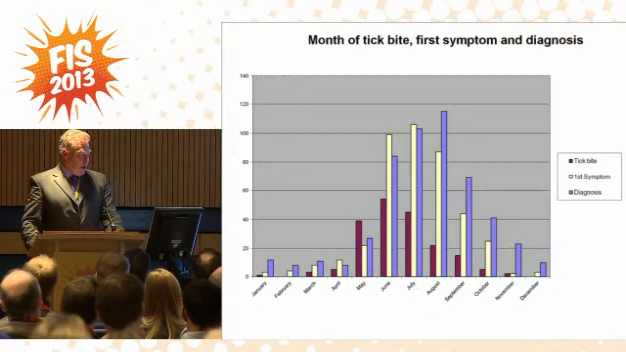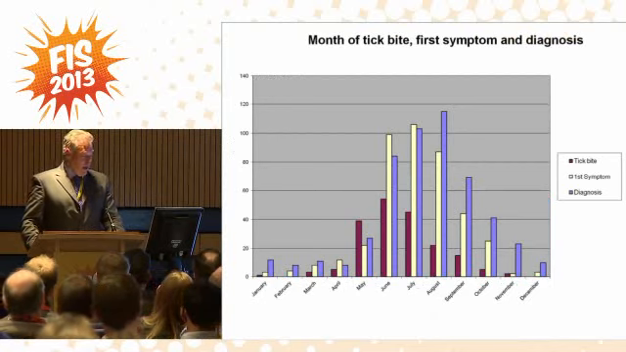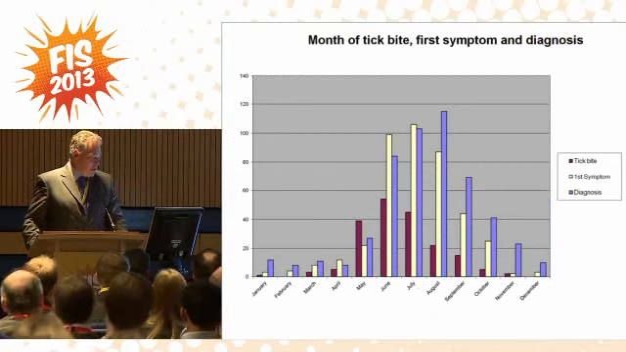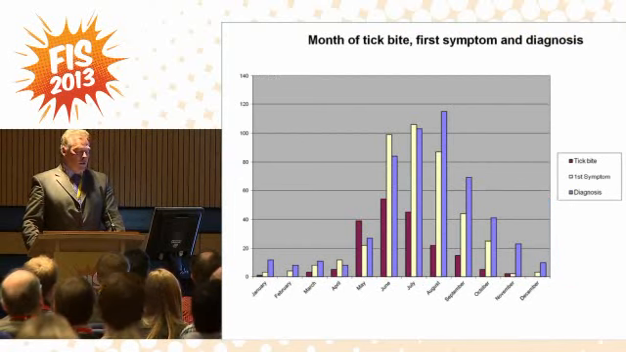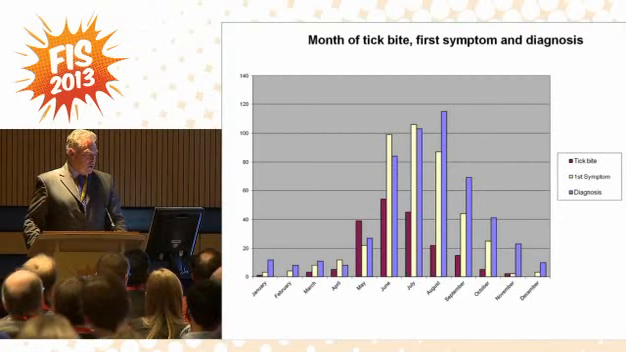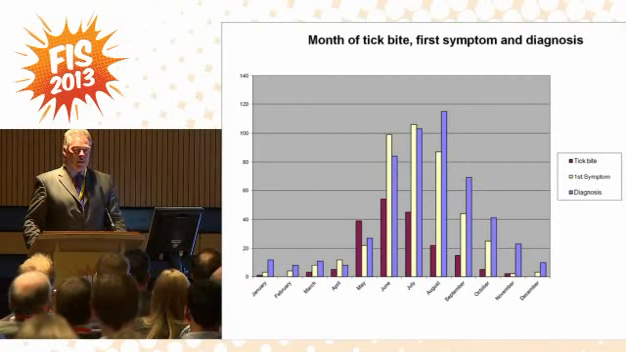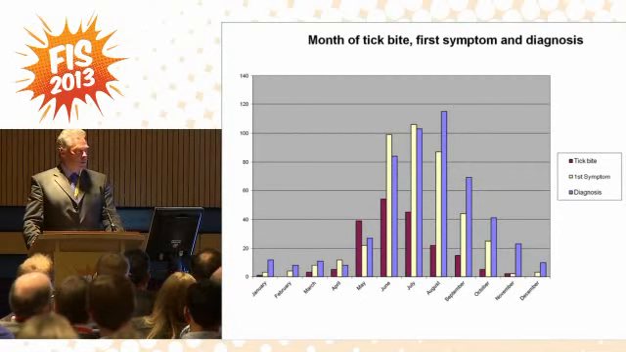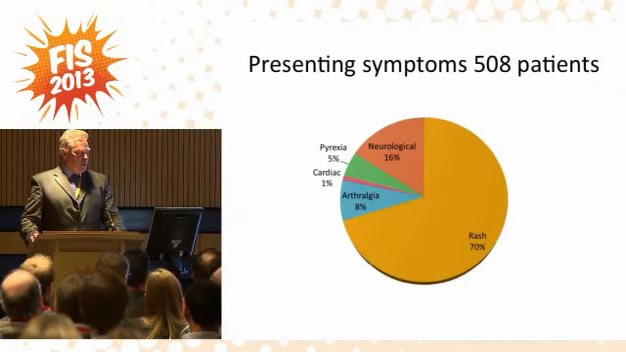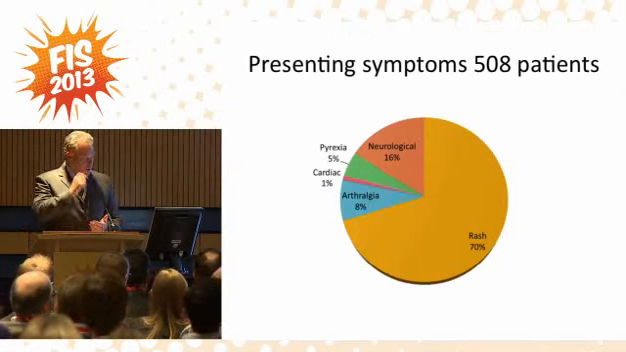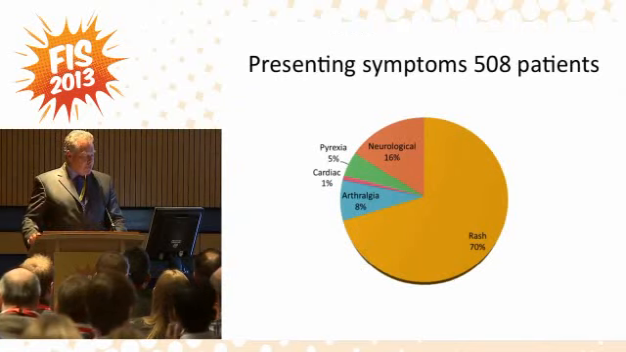Where we've got a history of tick bite, not surprisingly, the bite usually occurs in the summer months, May, June and July, with the first symptoms, whatever they may be, following some weeks later, and a diagnosis often a bit after that. So there's a bit of a lag phase in terms of symptoms and then diagnosis. And these are the presenting symptoms of our 508 patients.